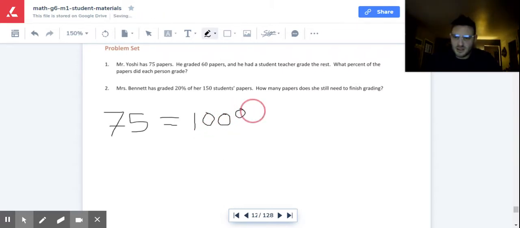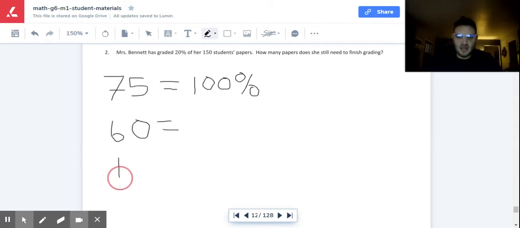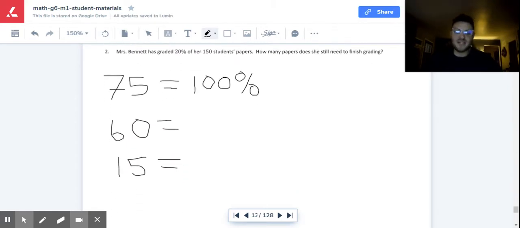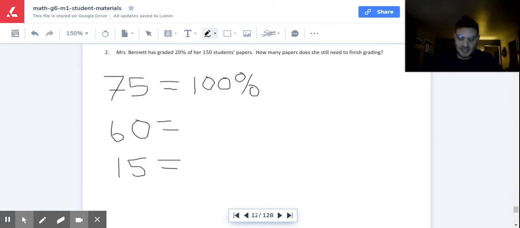That's the total. So total is 100%. That's why I love percents. They're just so complete. It's 100%. Now my man here graded 60. Yoshi graded 60. We don't know what percent that is. And his teaching partner, or student graded 15 of those. We don't know what percent that is either. So here's what we're going to do. We're going to take 75 down until we get to a number that we can work with. Usually 10 or 20. In this case, 10 or 20 is not going to work. We're going to have to go to something a little smaller, like 5. So I know I can get to 5%, or to 5 papers.